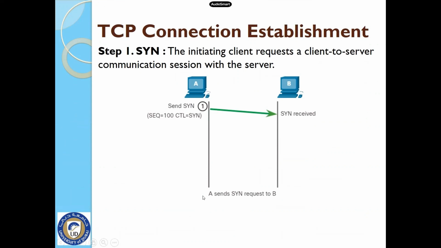Now, at the beginning, machine A will send a synchronize message to machine B. Synchronize, like: I want to establish a connection. Are you free or not? Are you ready to synchronize or not? This is a control message. It's not data at all. It's just a control message asking the destination if it's free or not. So the initiating client requests a client-to-server communication session with the server.